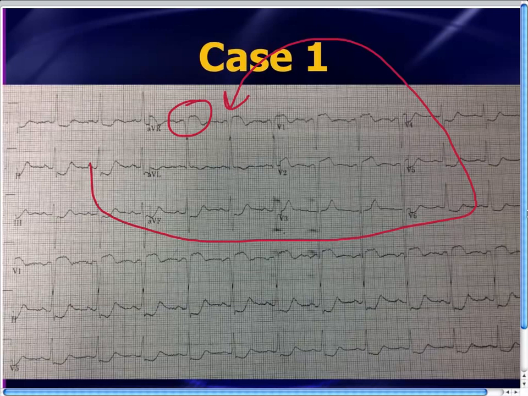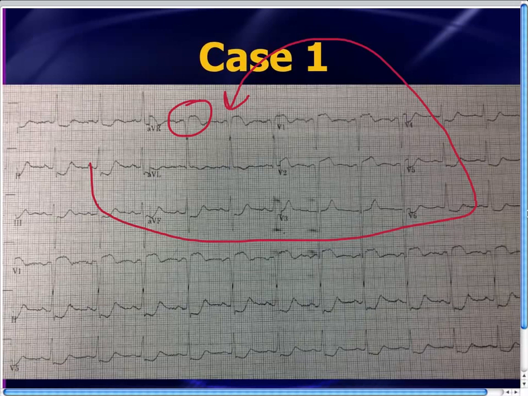And when you see ST elevation in aVR, what are you thinking about? Well, you're thinking about left main coronary artery stenosis. You're thinking about triple vessel disease. You're thinking about proximal LAD. The worst of those three is left main coronary artery stenosis.